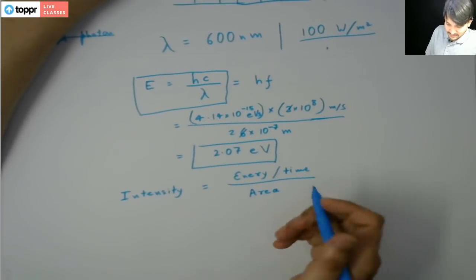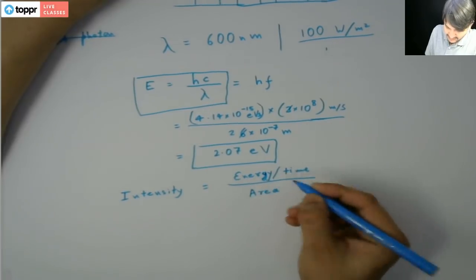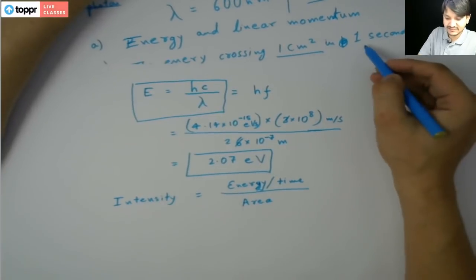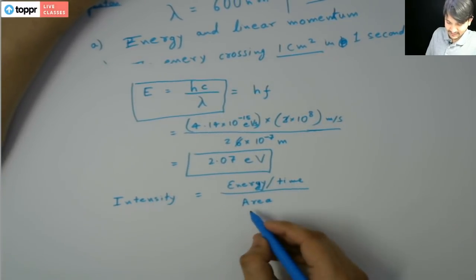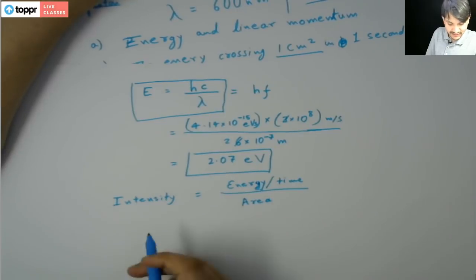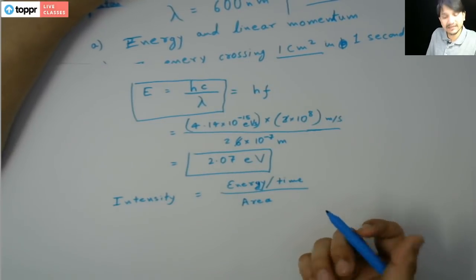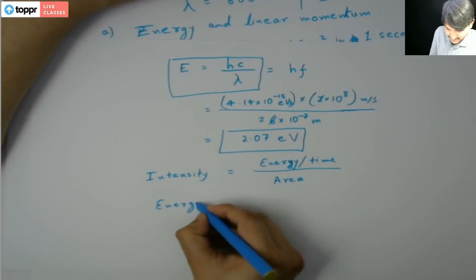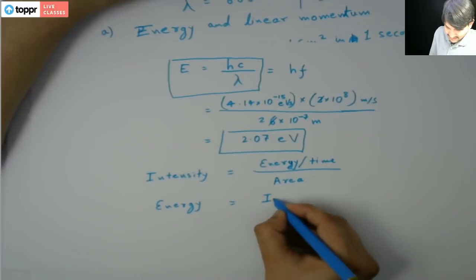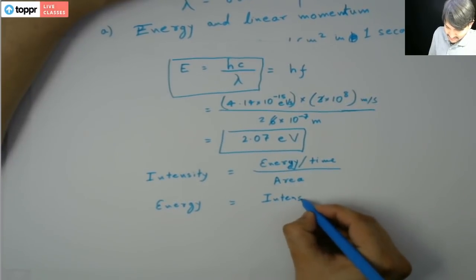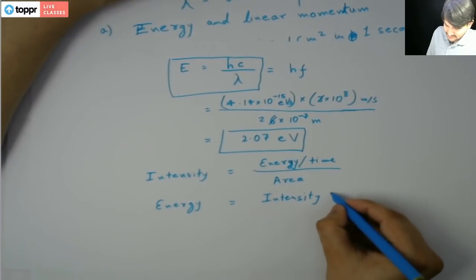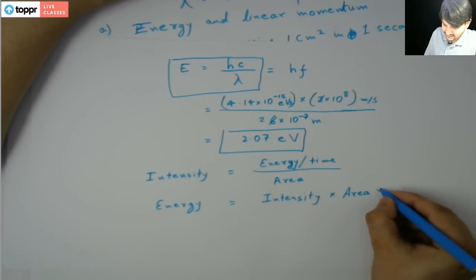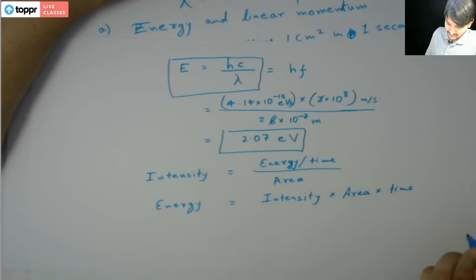So energy by time, divided by area. Now it is asking for 1 second. We can write here 1 second, we can write the area as 1 centimeter square, and we can write the intensity, and we can solve for energy, right? So using that, we get energy equals intensity times area times time.